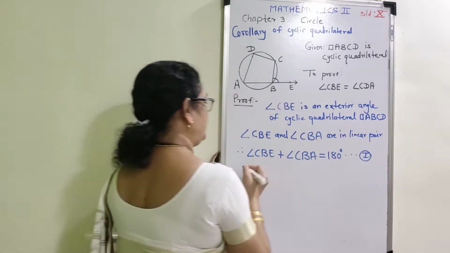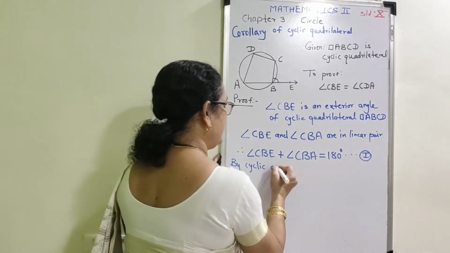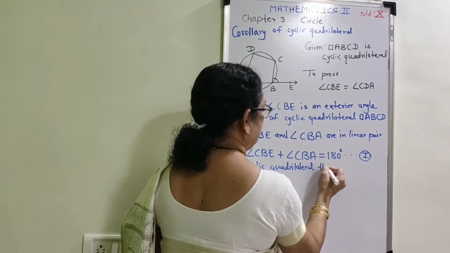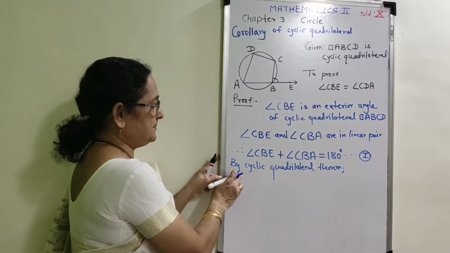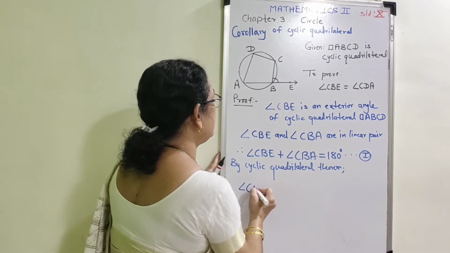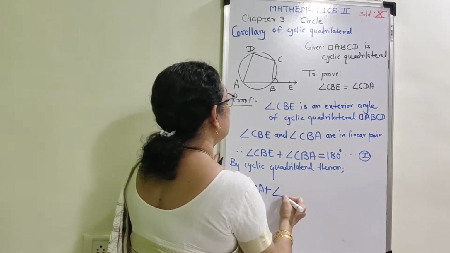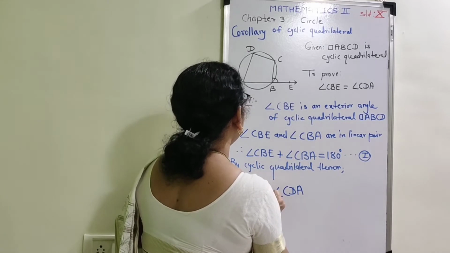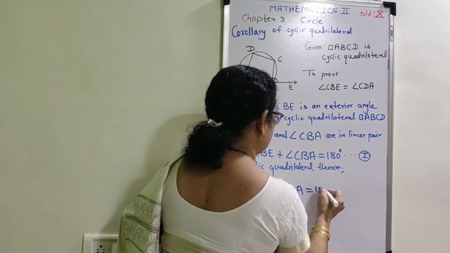Statement number 1. Second thing, by cyclic quadrilateral theorem, we all know that opposite angles of cyclic quadrilateral are supplementary. Take the pair, that angle CBA plus angle CDA, that is angle B and angle D, are supplementary.